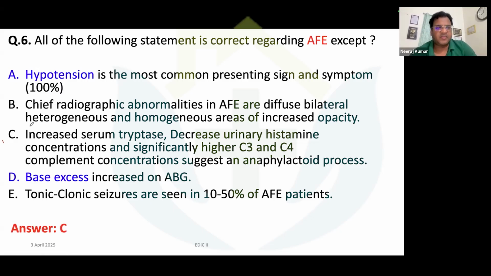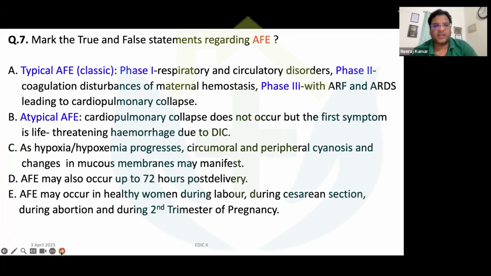Okay, so this answer is C. So the rest of the statements are correct. Hypotension 100%, chest radiographic findings just like ARDS, base excess increase on ABG, and tonic-clonic seizures in 10 to 15% of the patients with AFE.